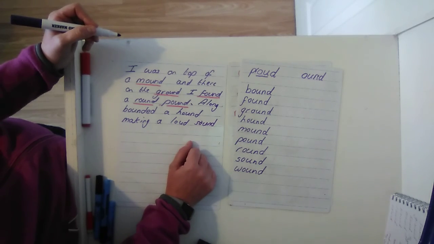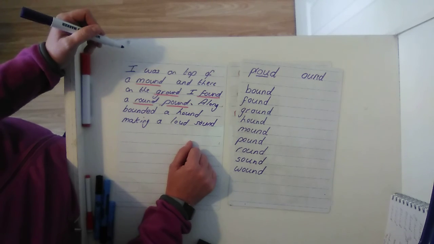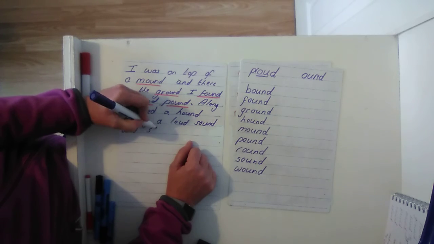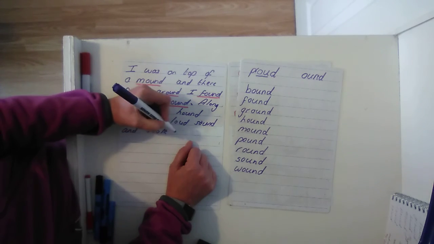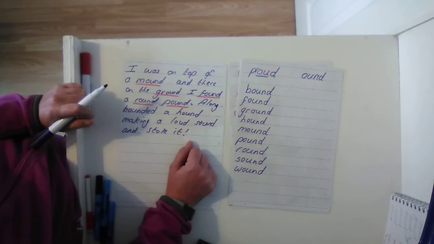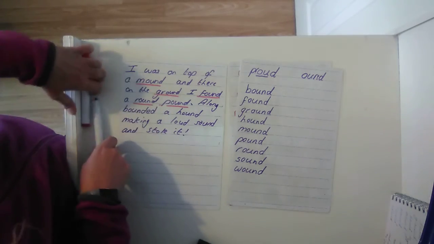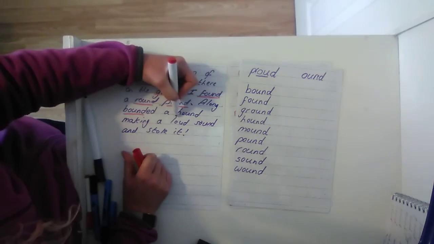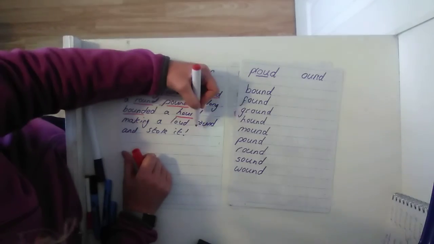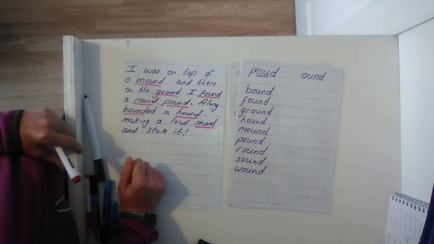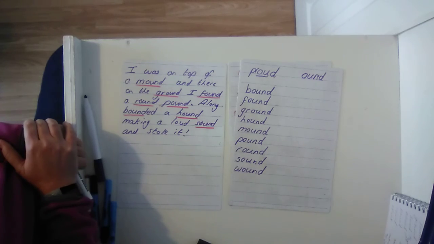So along bounded a hound, making a loud sound. And what did he do with my pound? And stole. He stole it! Exclamation mark, because I'm in shock. So we've got our bound word, we've got our hound word, we've even got our sound word, and we've added in loud as well, which has got our ow sound in.